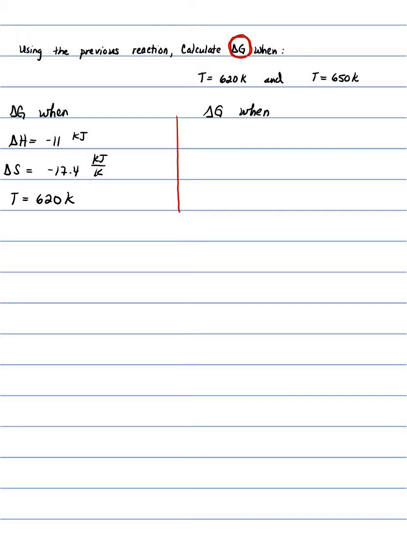And delta G when delta H is negative 11 kilojoules, delta S is negative 17.4 joules per Kelvin at a temperature equal to 650 Kelvins. So calculate your numbers and compare the sign. Which one of them is going to give you a spontaneous reaction? That's what you're doing for this one.